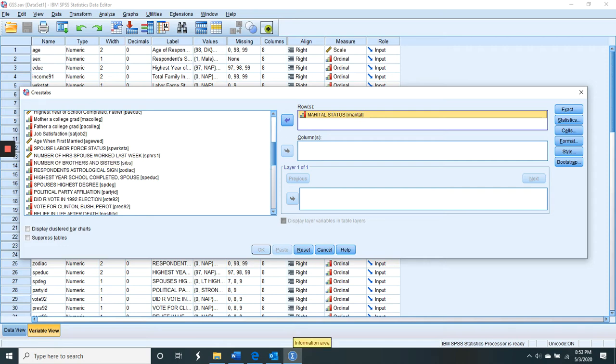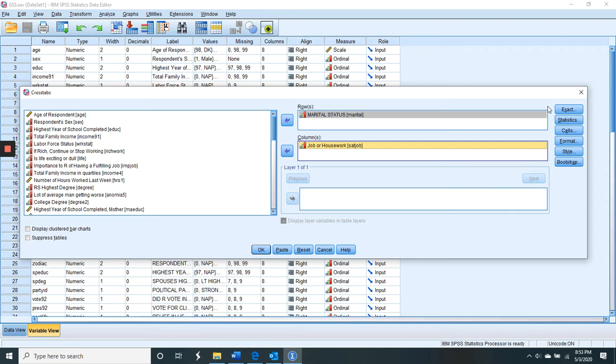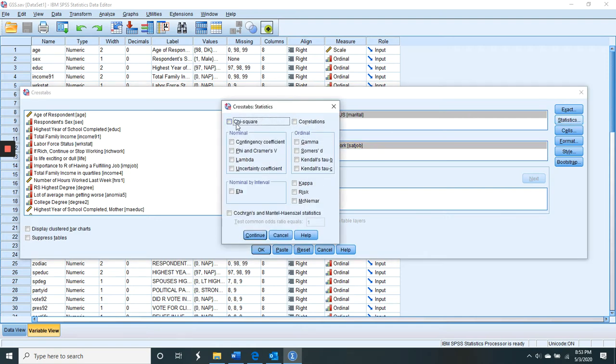And then we have a nominal variable, job satisfaction. I want to make sure I have the right one. This is actually satisfaction with one's job or doing housework if you're a homemaker. I think that's the right one. And we have to click Statistics to tell it to do a chi-square.